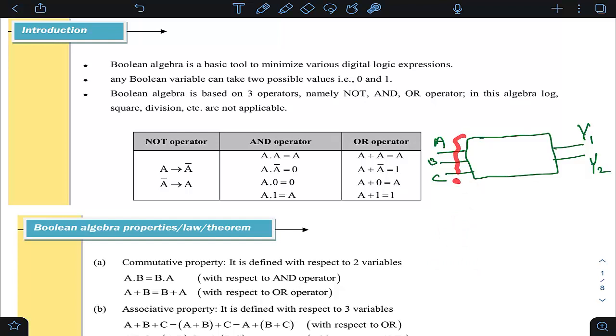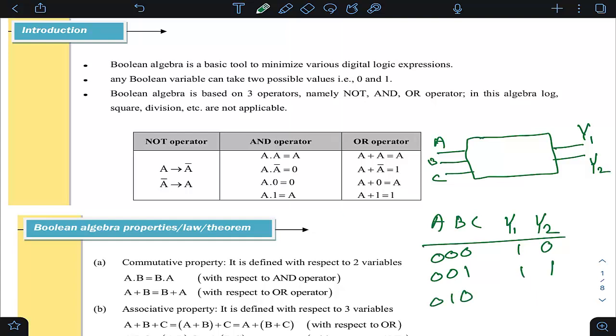For each input combination, you will find the outputs and represent that in the form of a table. So maybe the table will look like this. This is A, B, C, this is Y1 and this is Y2. For 0, 0, 0, what is the output? Let's say 1, 0. For 0, 0, 1, what is the output? Let's say 1, 1. For 0, 1, 0, what is the output? Let's say 1, 1. Like this, for every input combination, you have to write the outputs.